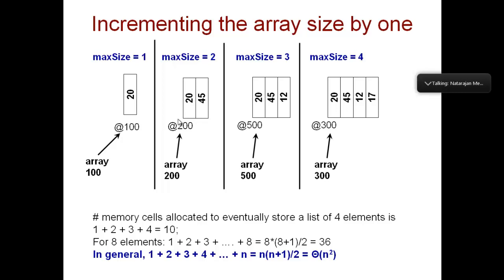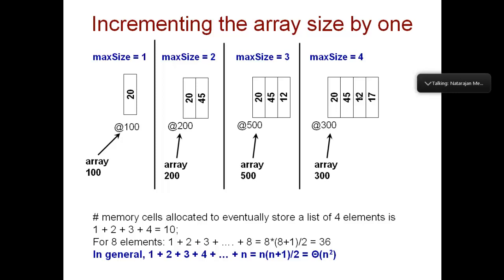So the number of memory cells that we end up allocating, if you want to really create only up to 4 integers and store in the list, is going to be 1 plus 2 plus 3 plus 4. So 1, 2, 3, 4. So that is like 10 memory cells. And if you want to do it for 8 elements, it is 1 plus 2 plus 3 up to 8. And we can use the n times n plus 1 over 2 formula. So that's going to be 36.